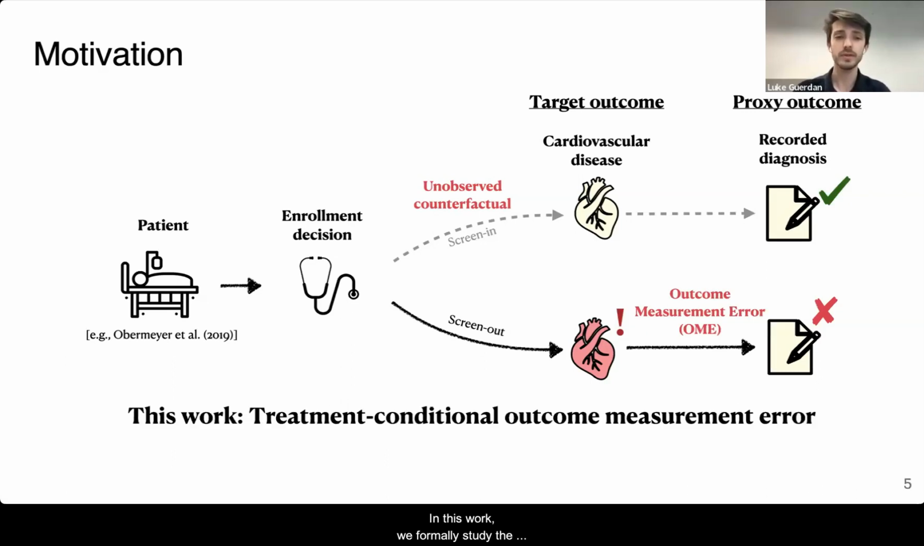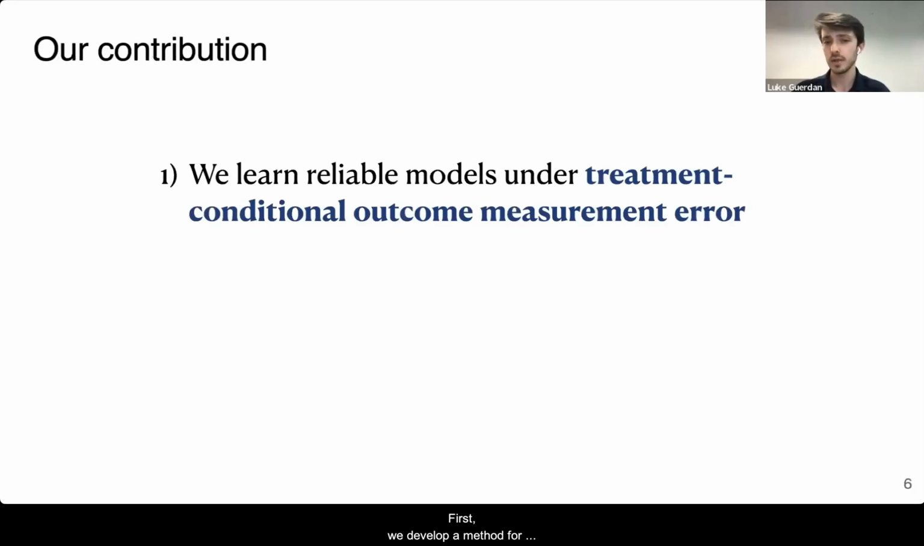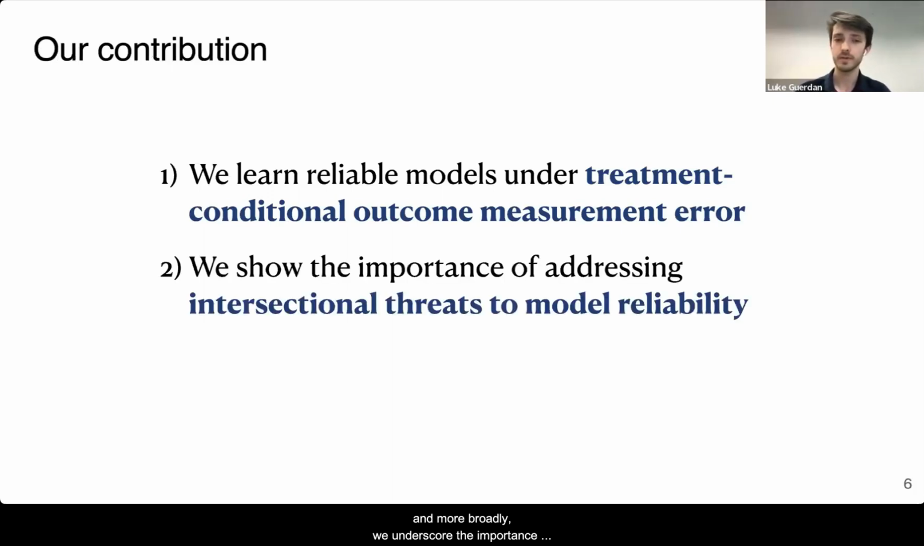In this work, we formally study the interactions between treatment effects and outcome measurement error under a unified treatment-conditional outcome measurement error model. In particular, we offer the following main contributions. First, we develop a method for learning robust prediction models under treatment-conditional outcome measurement error. And second, and more broadly, we underscore the importance of carefully accounting for multiple intersectional threats to model reliability that can arise in real-world model deployment contexts.